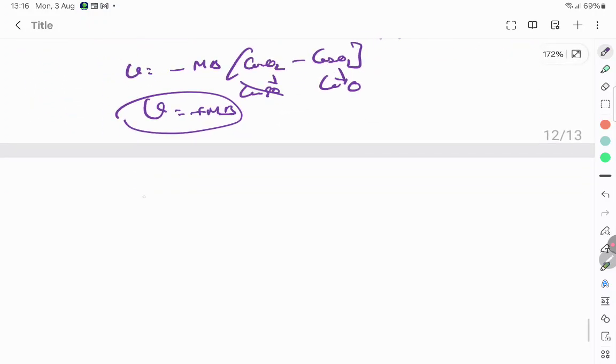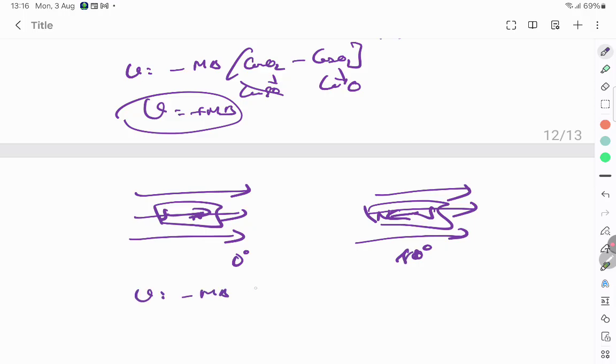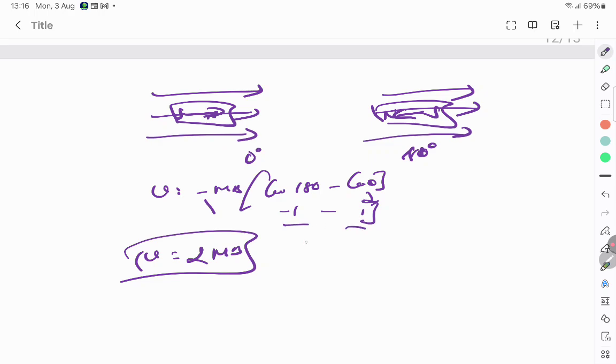The next question is, from this alignment, where it's parallel, you have to align it to anti-parallel. Here is south and here is north. So from 0 degree to 180 degree you're going to move. In the same formula you can write U is equal to minus mB cos theta 2 minus cos theta 1, where theta 2 is 180. Cos 0 is 1 and cos 180 is minus 1. Minus 1 minus 1 is minus 2, and with the minus sign it becomes plus 2mB. That is the total potential energy required to rotate it like this.